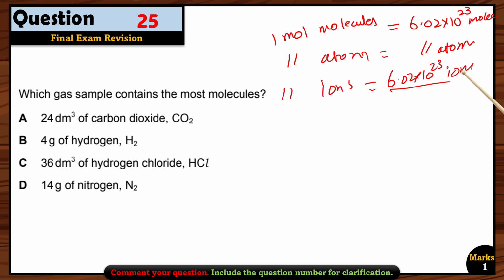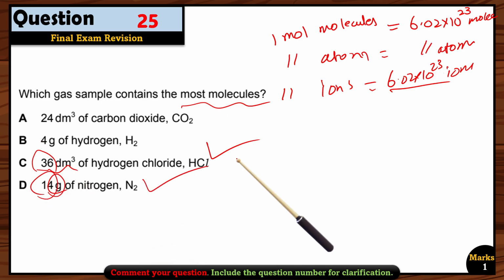So this value you have to remember, and now you can find the answers in the exam. For example, they ask which gas sample contains the most molecules. The student will start thinking, okay, 36 is the biggest number, let me choose this one. Or sometimes they will choose the grams: okay, 14 gram is the bigger one, let me choose this option. That's wrong. You have to find the mole.